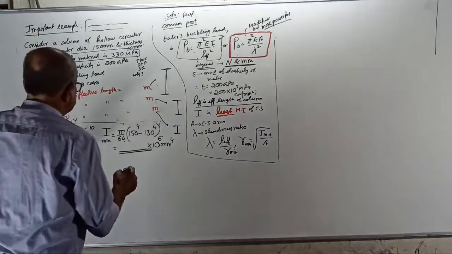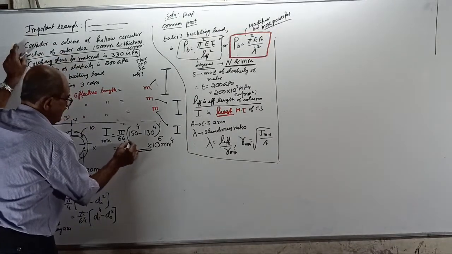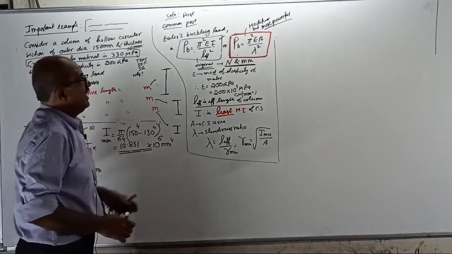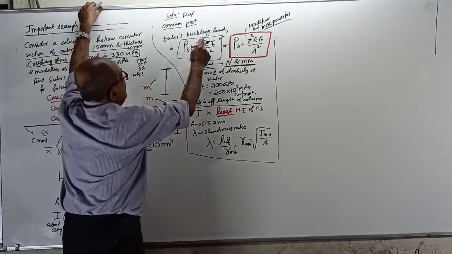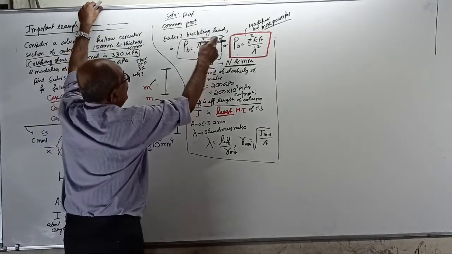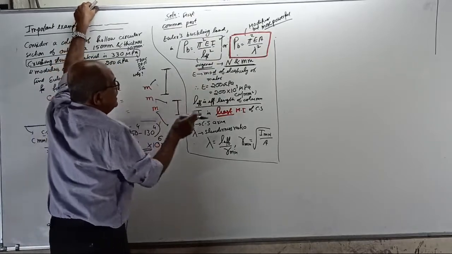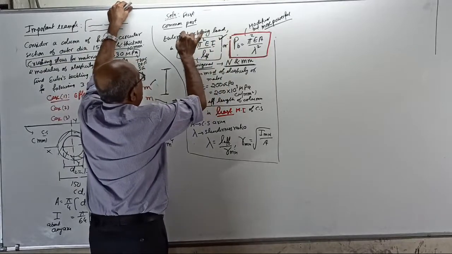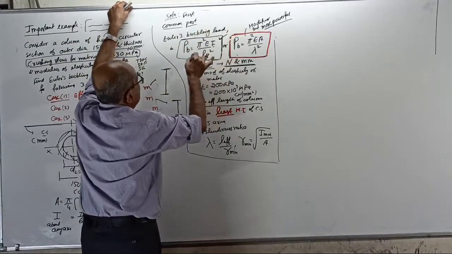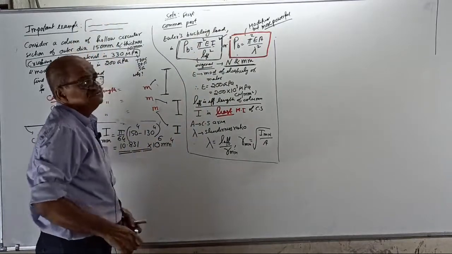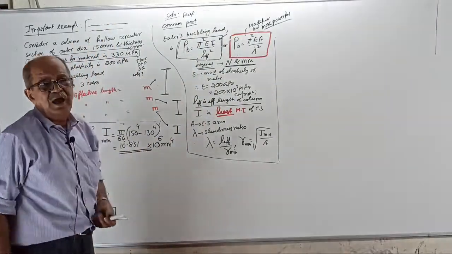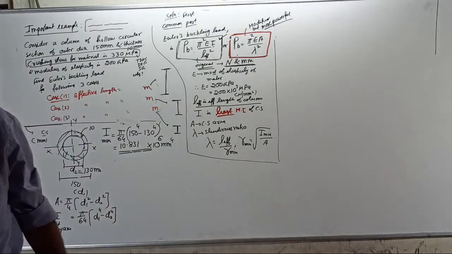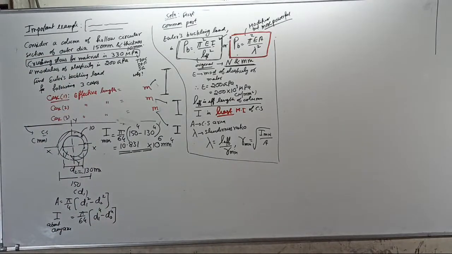10.831 into 10 to the power 6. Okay, thank you. Okay, this data I see now. Pi is known, E is known, I is known, L effective known, 3 parameters are there. Therefore, now if I use the direct original formula, data is sufficient to find buckling load. Tell yes or no. With this much data, you can apply the basic formula and find buckling load.